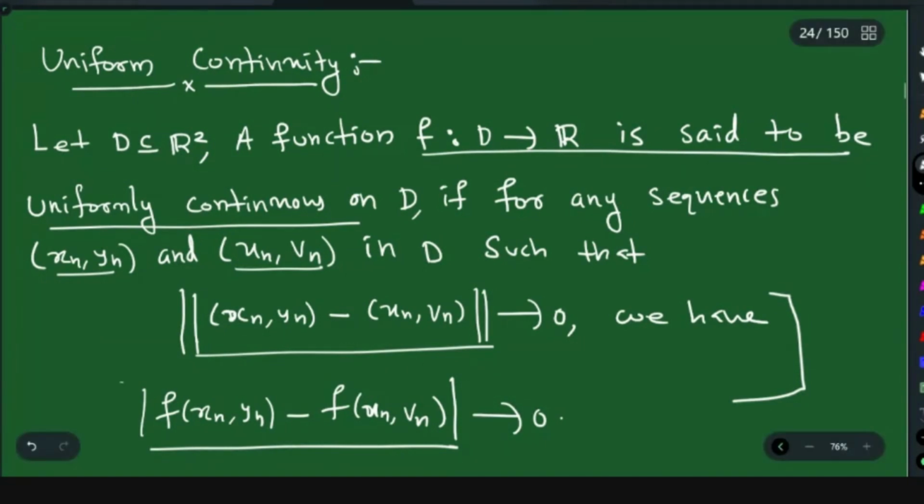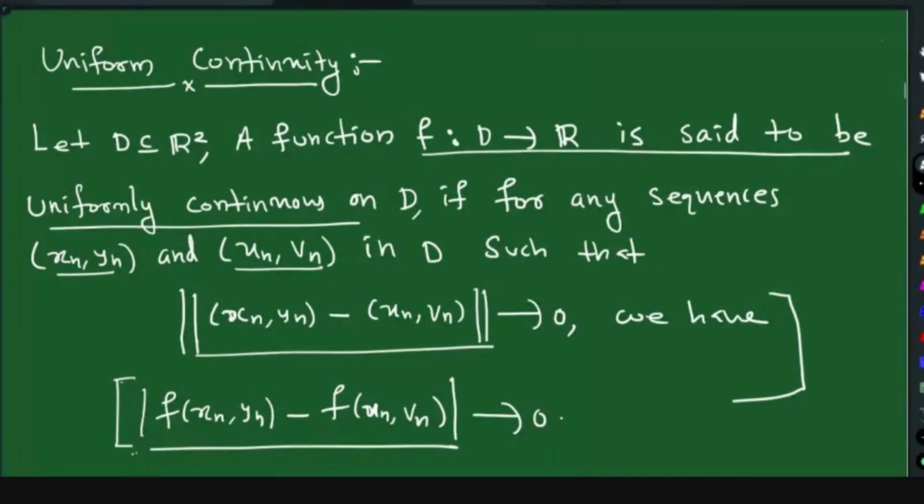This part, modulus of f of xn, yn minus f of un, vn should go to 0. Then we can conclude that f is uniformly continuous on D. So this is in fact the same as the epsilon delta definition, but I am not going that way. This will be very useful for checking whether the given function is uniformly continuous or not, instead of going to the epsilon delta definition.